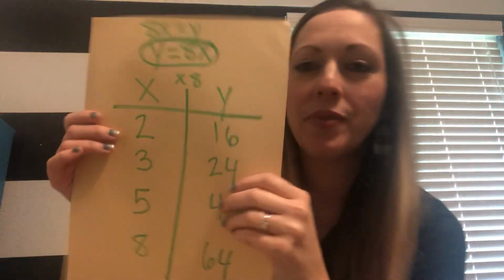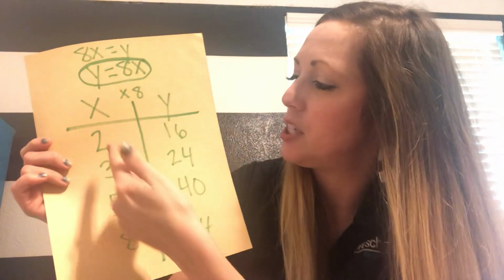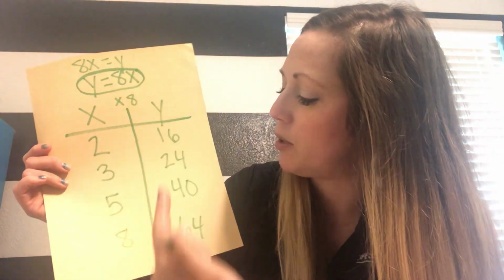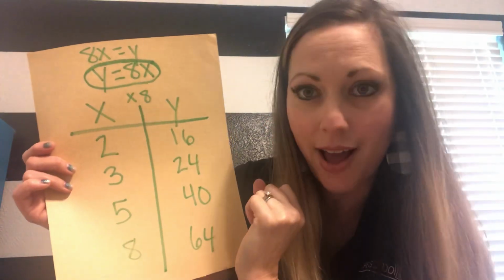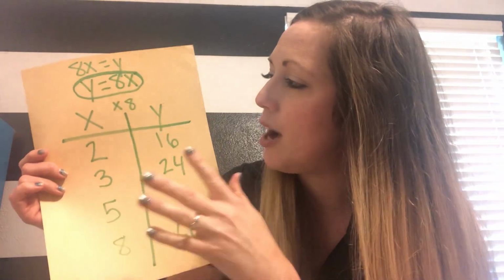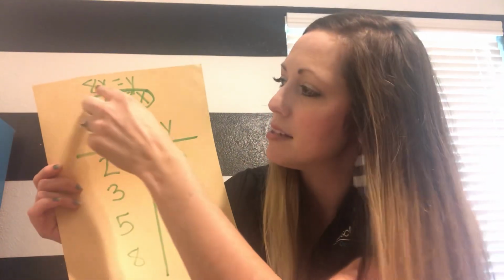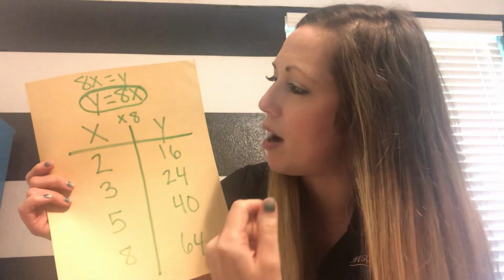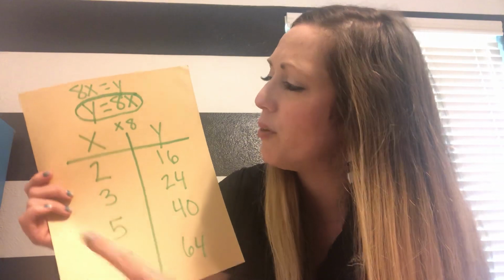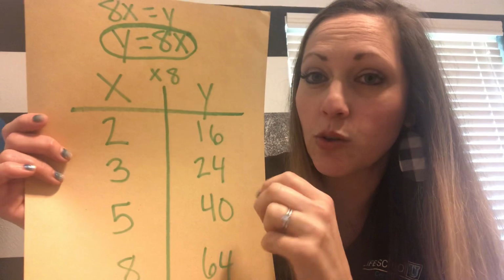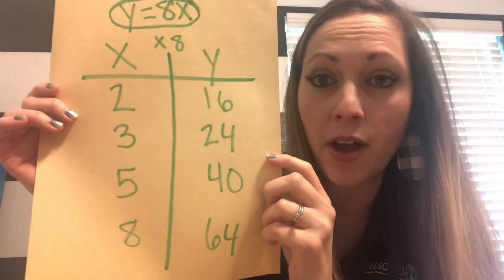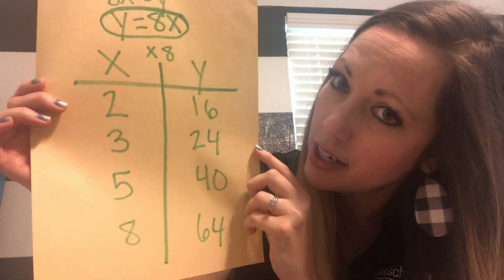Okay? So let's look at this real quick, guys. So a 2 to a 16, a 3 to a 24, a 5 to a 40, an 8 to a 64. I figured out that we were multiplying by 8, but then I want to make sure I'm listing my y first. So yes, x times 8 equals y, or 8x would equal y. But listing my dependent variable first, I have y equals 8x, because y is my product for this multiplicative pattern and relationship.